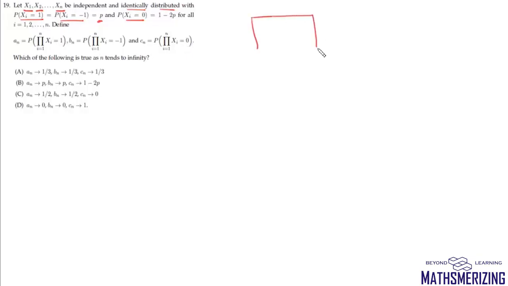So for any random variable xi, there are 3 choices. Either it will be 1, 0 or -1 and their corresponding probabilities are p, 1 - 2p and p. Now since it represents a probability distribution, 1 - 2p should be greater than 0, that is the value of p should be less than 1 by 2. Now first we'll talk about an.